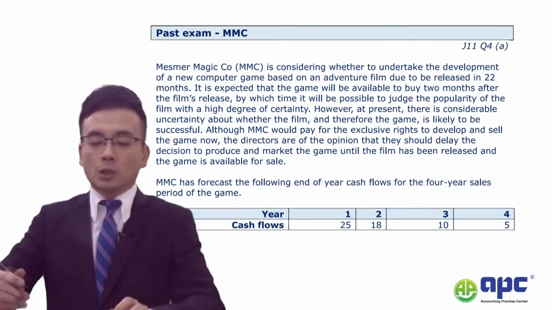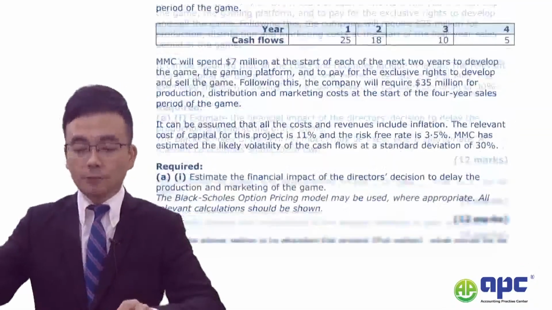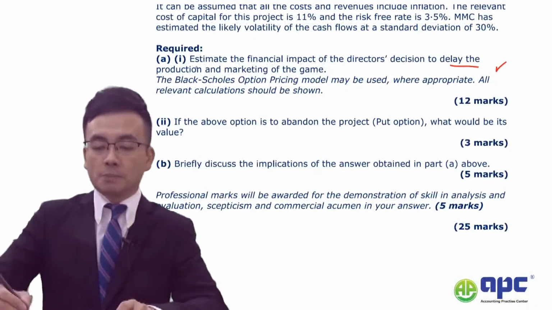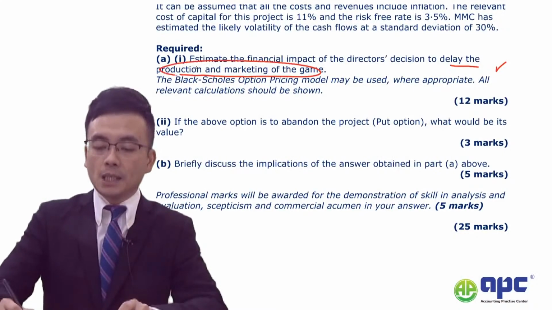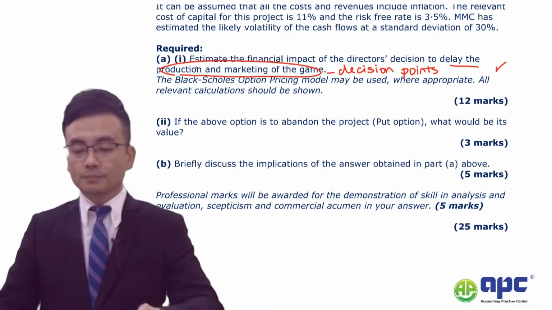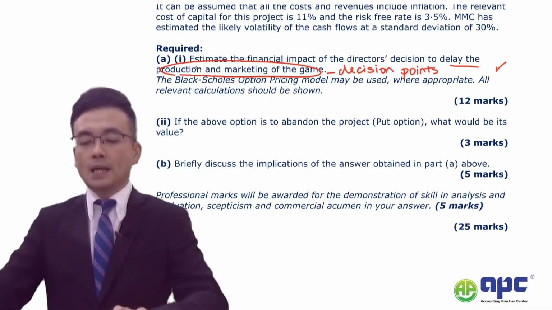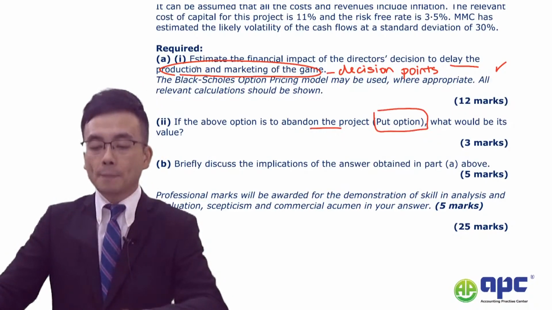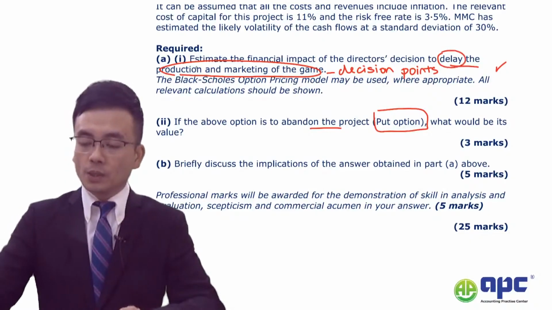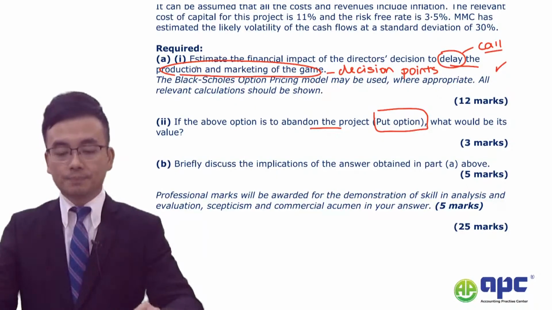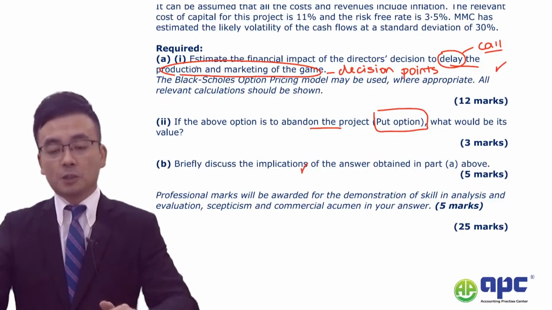We are thinking about launching a new computer game, so reading through the requirements, using the Black-Scholes option pricing model to delay the production and marketing of the game. So production and marketing of the game is our decision point. And we will need to see any costs involved related to that decision. All right, so part B, if we were to abandon that project, which means we are focusing on an option to sell, but to delay, which means we are focusing on the call option, to buy, to spend more, in other words. And to comment on the implications, we've got professional marks as well.